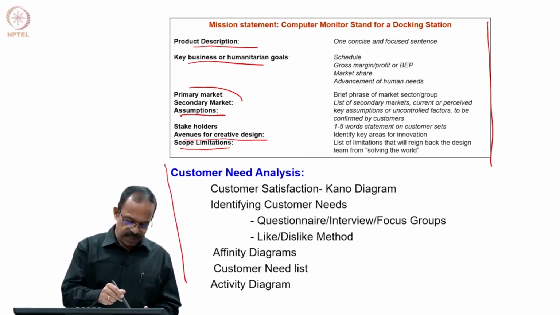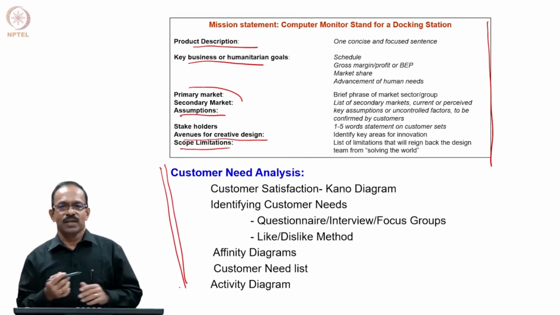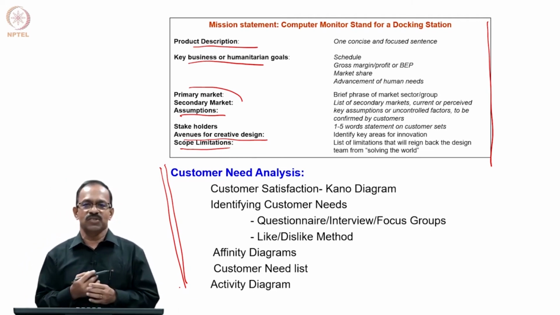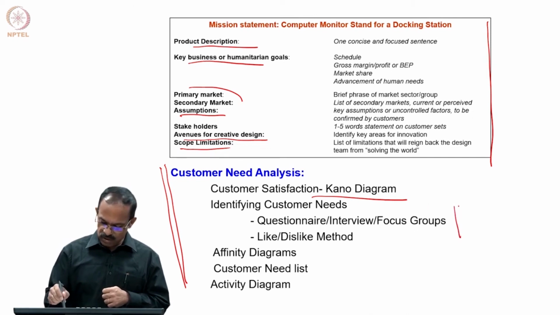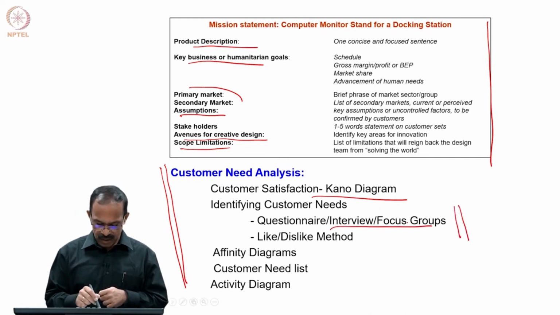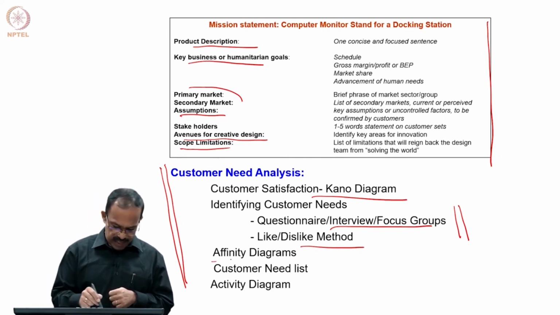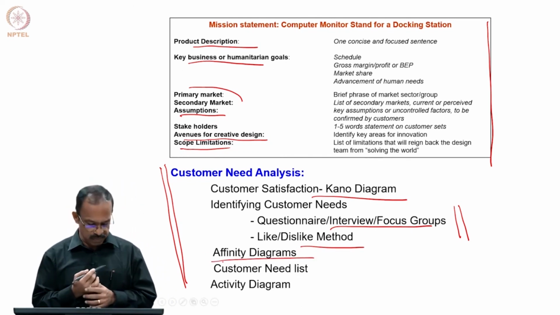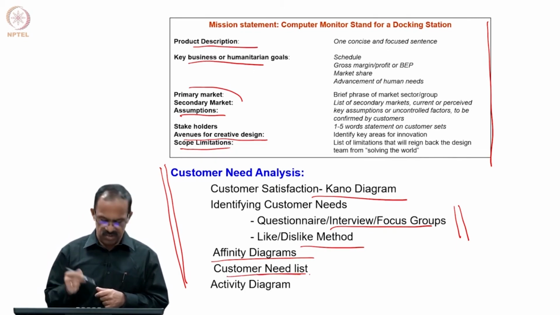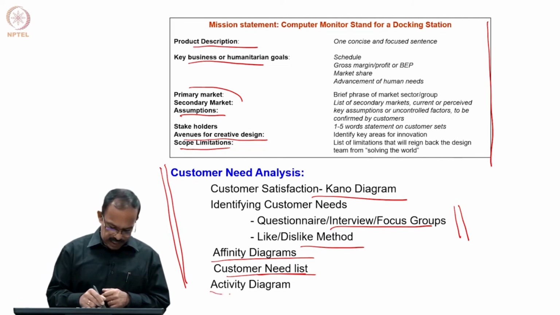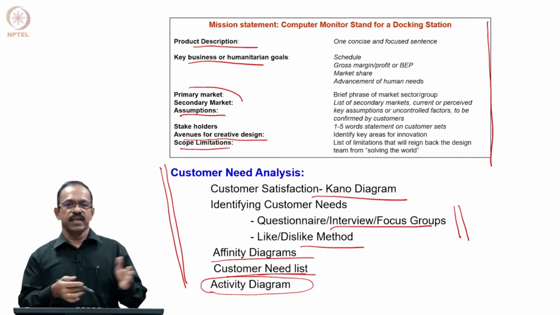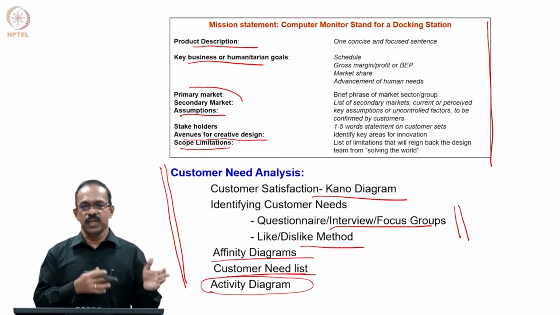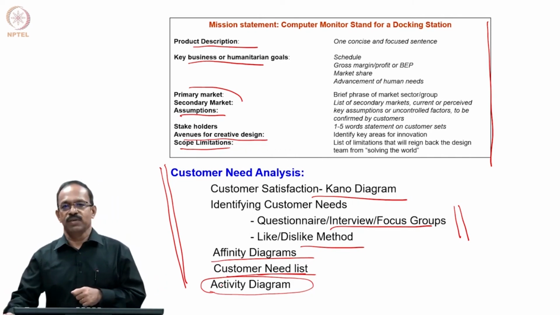And the next stage was the customer need analysis, which identifies all the needs of the customer before we talk about the design of a product. So, we talked about the Kano diagram, and the methods by which you can identify the needs: questionnaire, like-dislike methods. Then we talked about affinity diagrams and how we sort out these customer needs, and based on that how we get the customer needs list. And the activity diagram was used to identify the latent needs of products, which the customers will not be able to tell directly. The design team has to identify the latent needs by various methods, and one of the methods was the activity diagram.